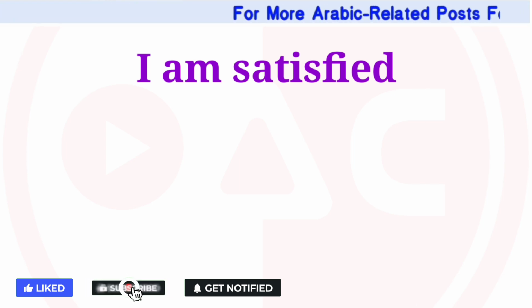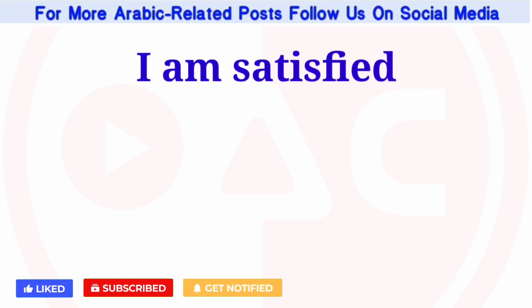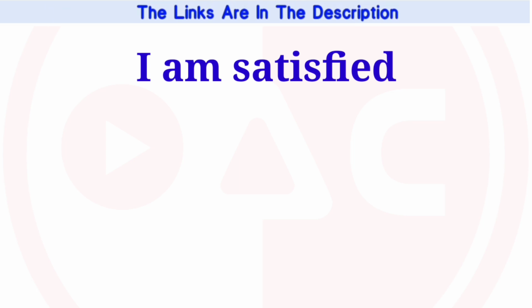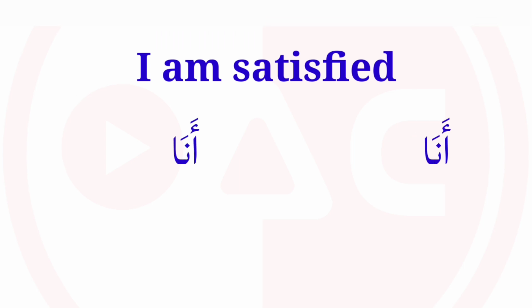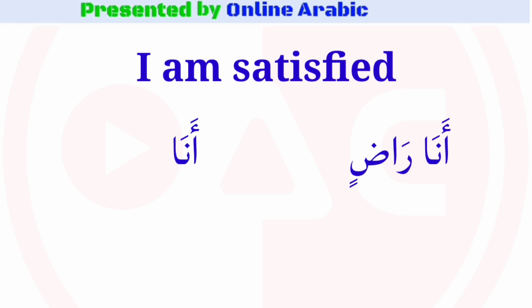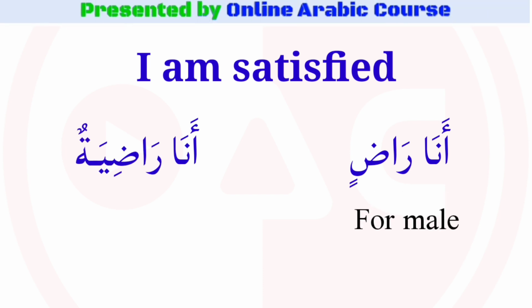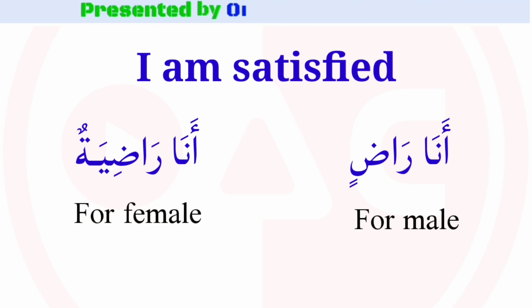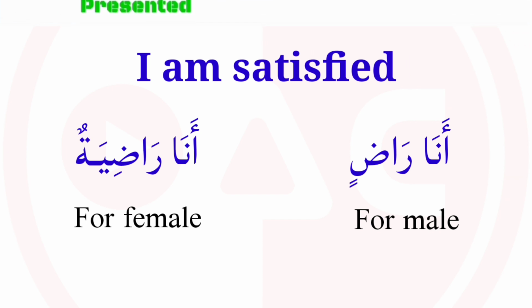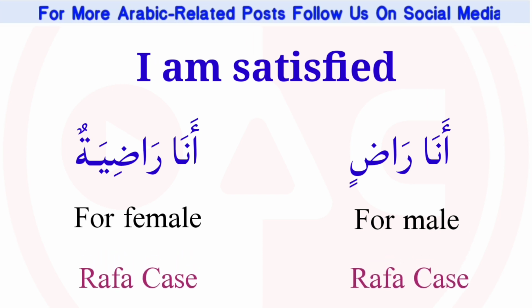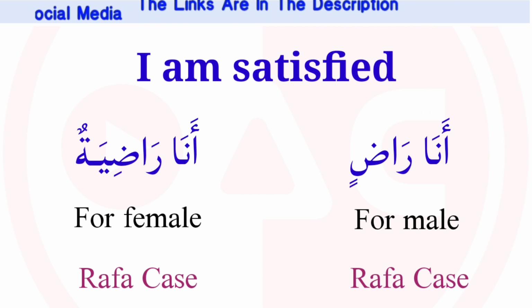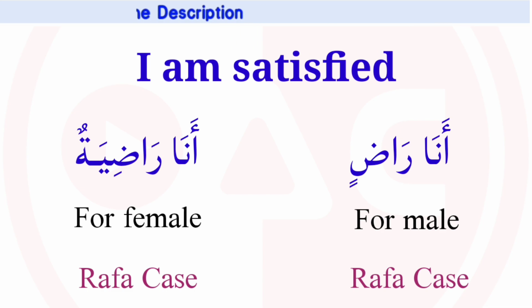Alright, first of all, I would like to explain how to say in Arabic language, I am satisfied. To say I, we always use ana. I means ana, and am satisfied means razin. Ana razin. We use ana razin for male, and ana raziyatun for female. Guys, razin and raziyatun both are here in the case of rafa, and I'll show you the examples of nasb and jar in the upcoming examples of the lesson.